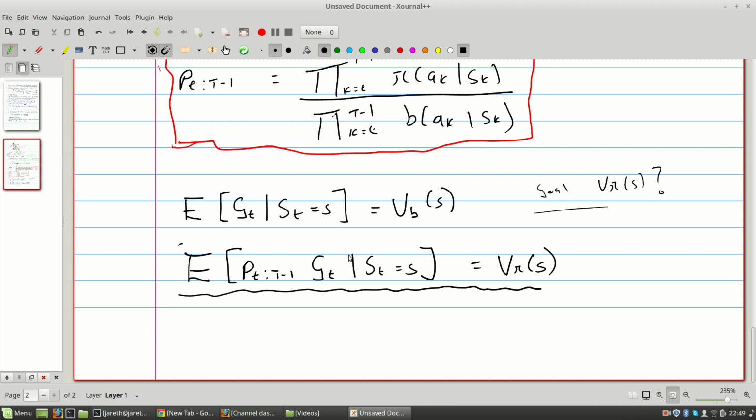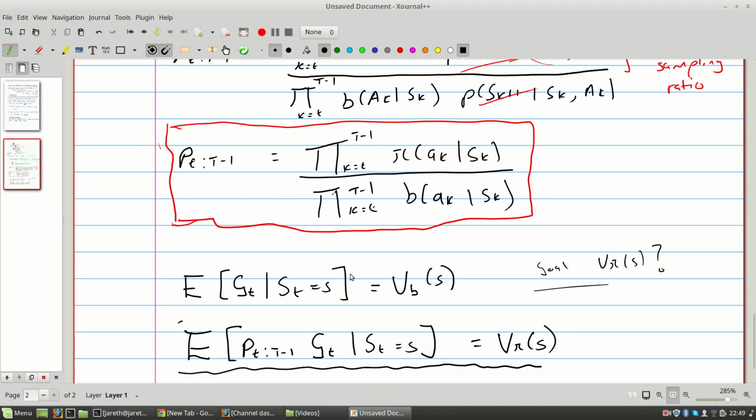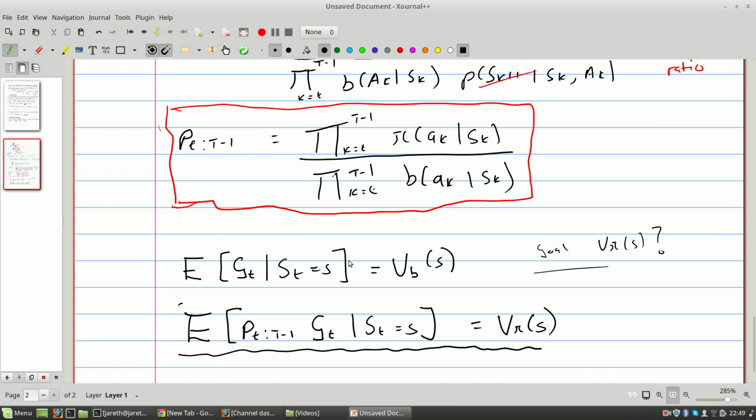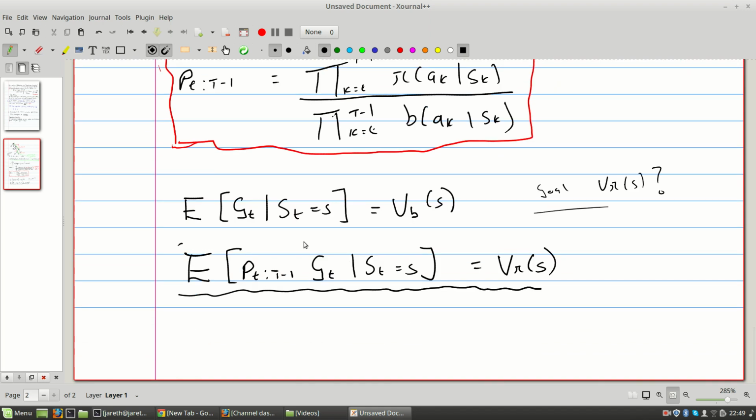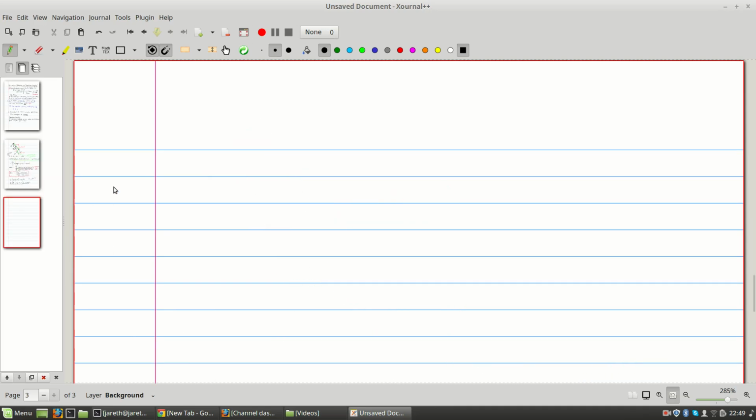Now we want to expand this further and make it practical enough to actually estimate the value of a particular state. After this lecture, I want you to be able to implement your own off-policy algorithm just based on this information. Of course, in future videos we're going to go into the pseudocode and everything, but I want to give you a more practical solution at this point. So let's insert a new page.